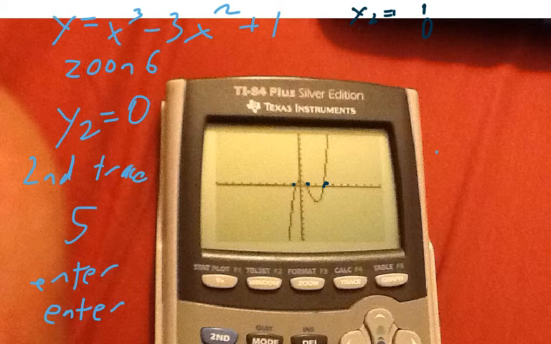So what you want to do is move over to the first one so that you can guess that one, and that one turns out to be about negative 0.532. Now do the exact same thing again. Hit second trace and 5 and hit enter twice, and then you want to pick a guess close to the second 0. So I move my x over to somewhere close to where the green is, and it'll tell me that the second x equals 0.652.